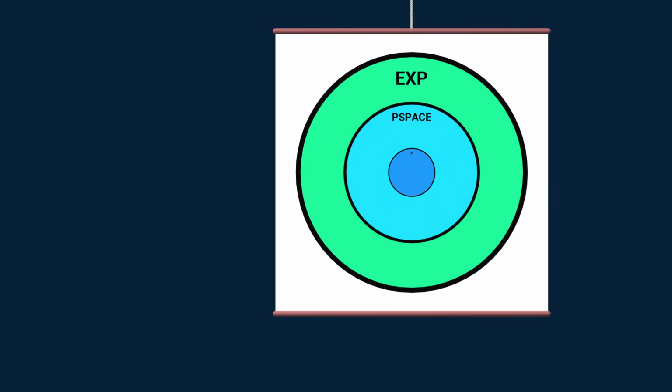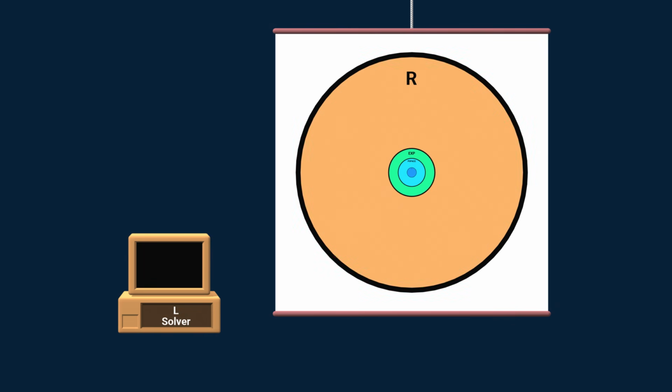Now let's continue to the class R. Here we have no constraints over our machines. They can use as much time and as much memory as they want. We just require that they will eventually halt and produce the correct answer.